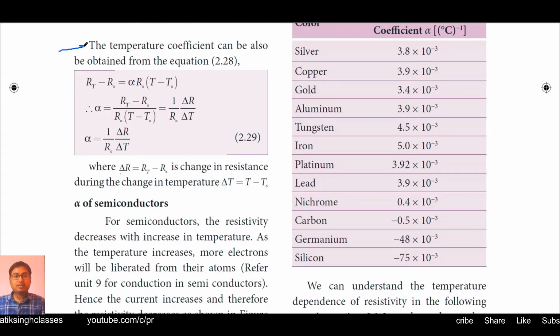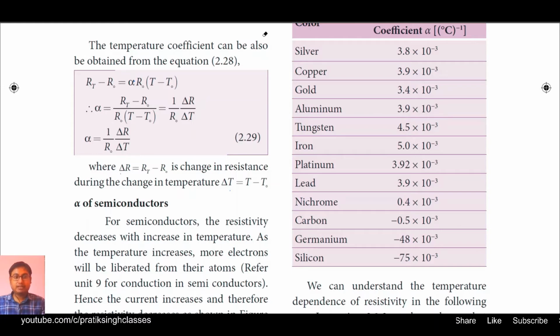Alright, till now we have tried to find out alpha, the temperature coefficient of the material, with the help of its resistivity at two different temperatures. This alpha value we can again find out with the help of the resistance of the given material at two different temperatures. In equation 2.28 we have seen that RT minus R naught is equal to alpha into T minus T naught. This equation in short can also be written as del R is equal to alpha into R naught into del T.